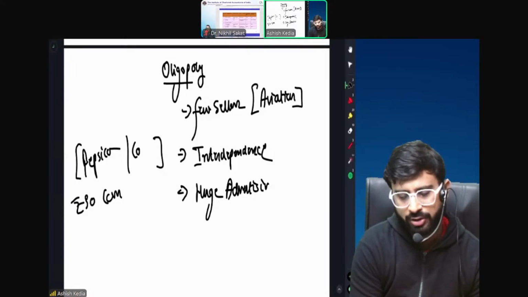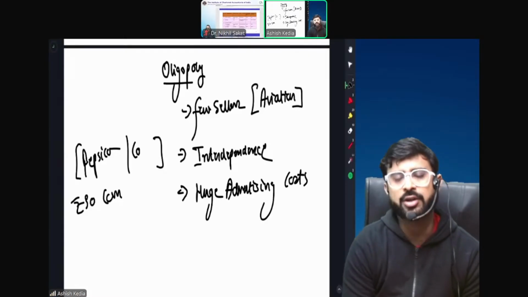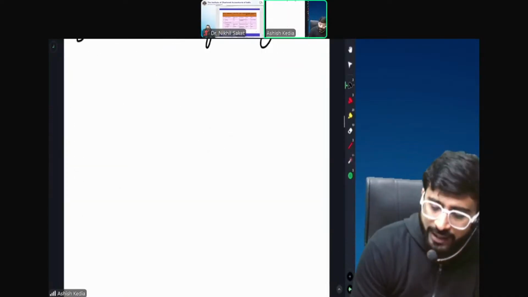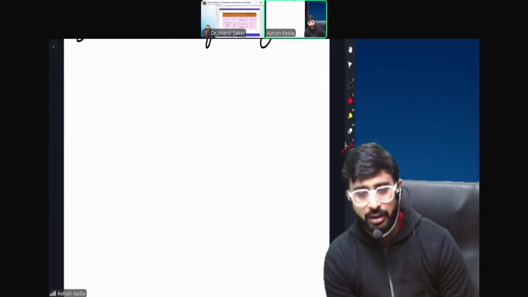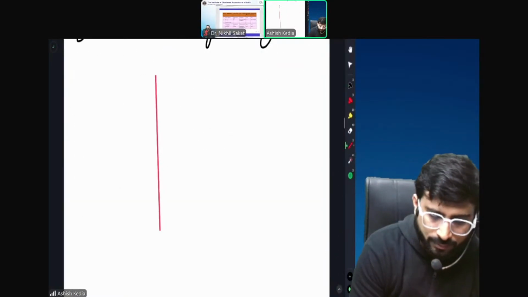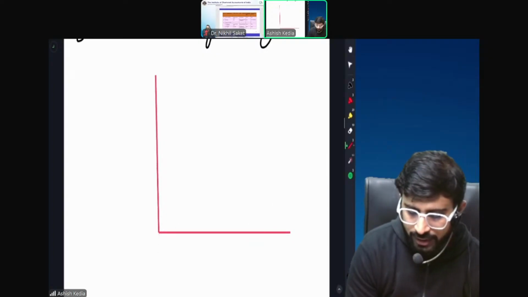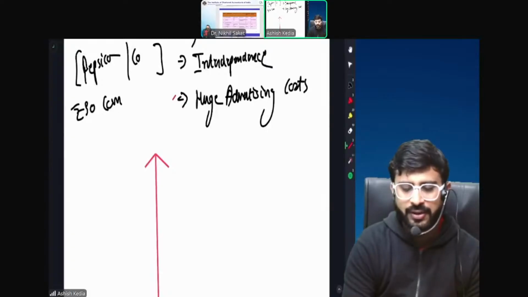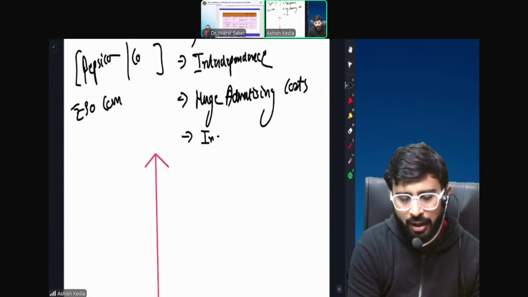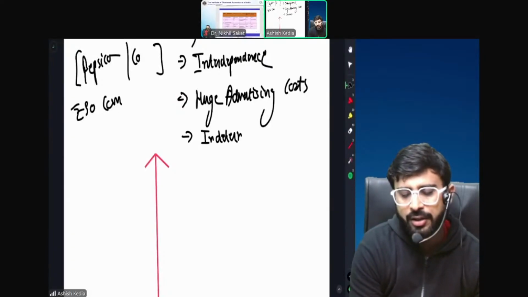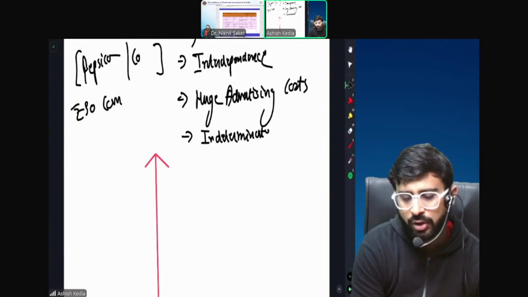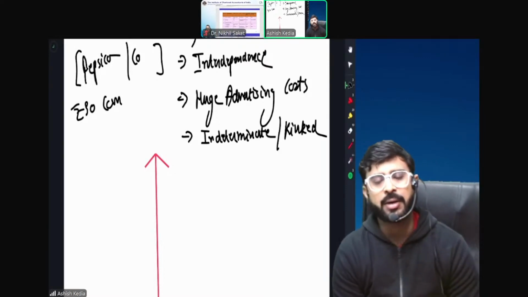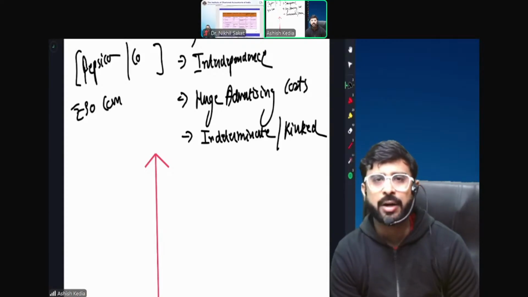Huge advertising costs are being incurred, because at the end of the day, we are trying to differentiate ourselves from the competition. Okay. And one interesting thing about this particular market is its curve. The demand curve under oligopoly market is indeterminate. This is an interesting point. It is called indeterminate. Another name for this is the kinked demand curve. Indeterminate demand curve, or also called kinked demand curve.